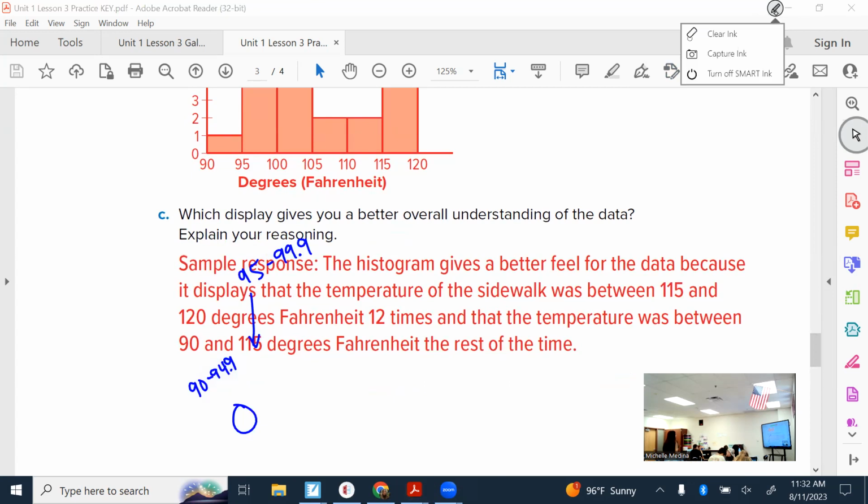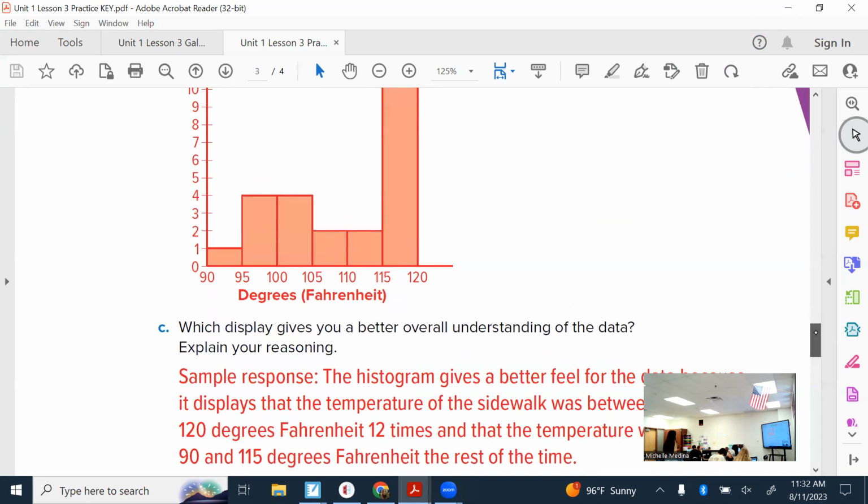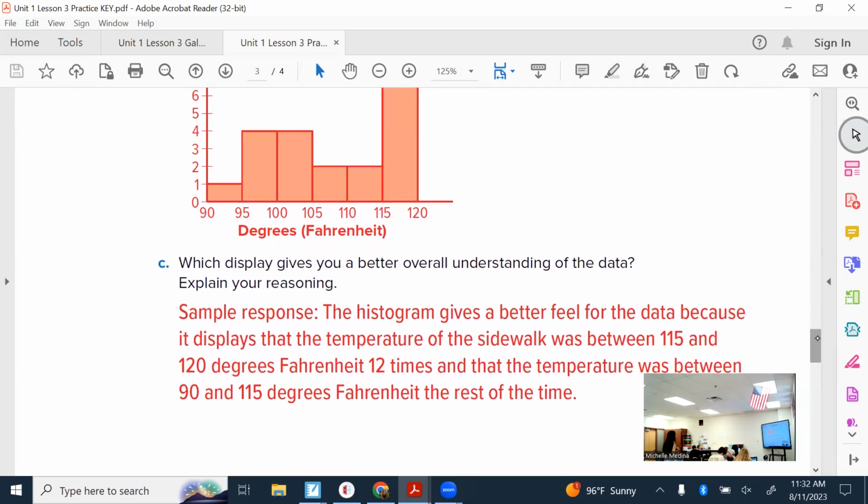Oh, no. So this is just a sample response. It asks you which display gives you a better overall understanding of the data. As long as you picked either graph and justified it, I don't think you could get that one wrong. Like they said histogram. My opinion is I think that the dot plot is a better representation. You can see all the data points in the dot plot, whereas the histogram is just input. But as long as you say one of them and justify it, then you're good.